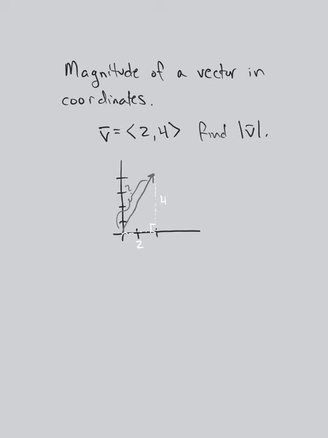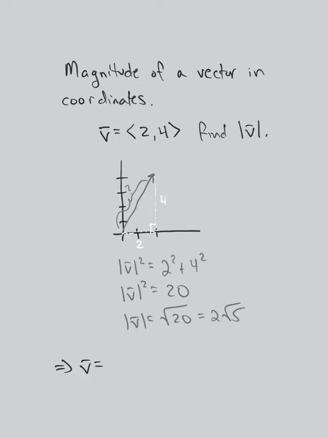We have a right triangle, and we're trying to find the hypotenuse, so we would just use the Pythagorean theorem. The length of v squared, that's the square of the hypotenuse, is equal to 2 squared plus 4 squared. So the length of v squared is going to be 4 plus 16, which would be 20, and so the length of v is going to be the square root of 20. Hopefully you know how to simplify that. That's 2 square roots of 5.